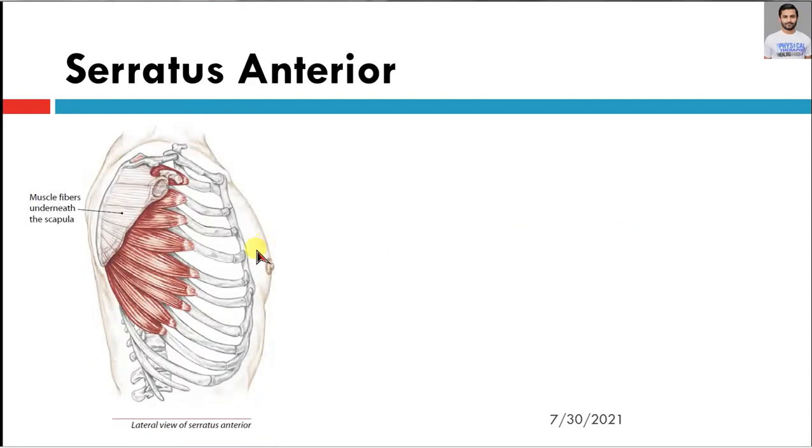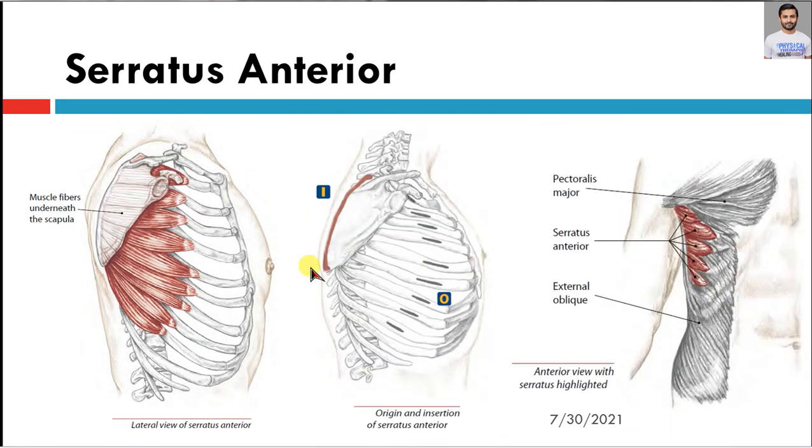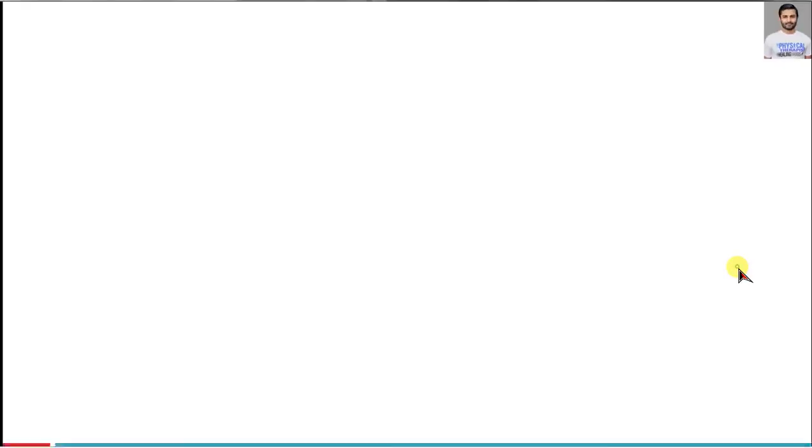The serratus anterior muscle, as I mentioned earlier, if you ask your patient or partner to take a deep breath or forceful inspiration, becomes very prominent. Here you can see the origin and insertion of the serratus anterior and its finger-like projections. They are embedded onto the ribs and interdigitate with the external oblique and the pectoralis muscle as well.